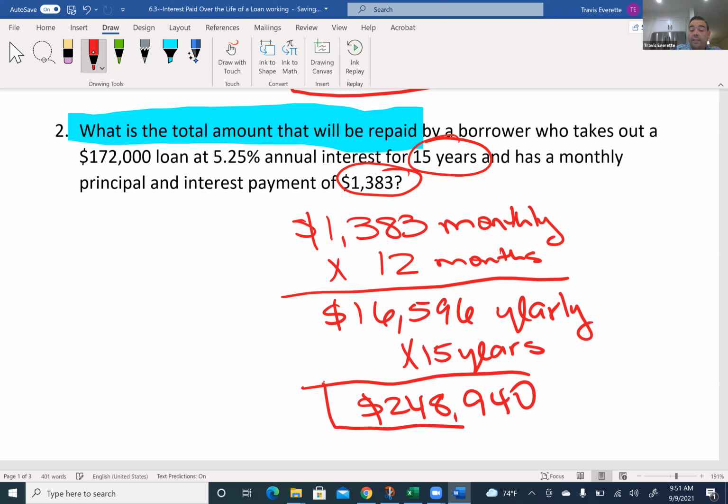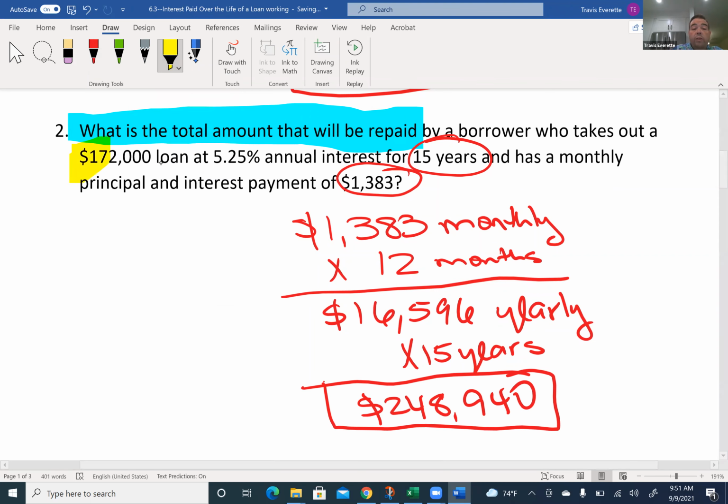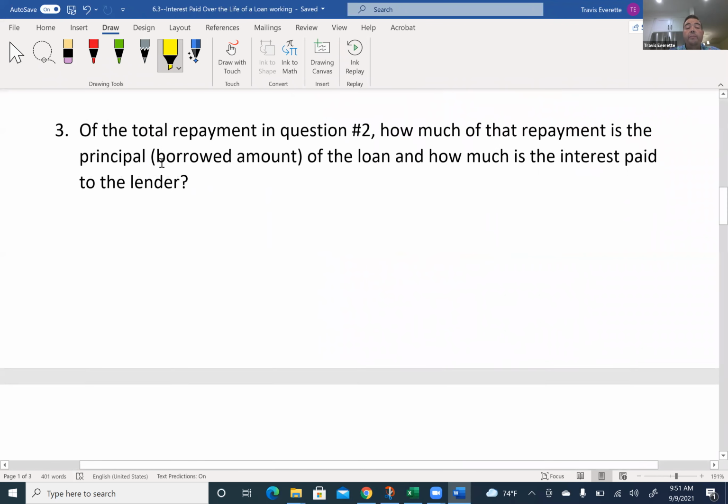Well, obviously, that's significantly more than what we borrowed, which makes sense because when we pay a loan back, we're paying back interest as well as principal. We're paying back $172,000 in principal, but the rest is going to be interest. Now, they did not ask us for that yet. In this question, they said, what is the total amount that will be repaid? So that's the $248,940.